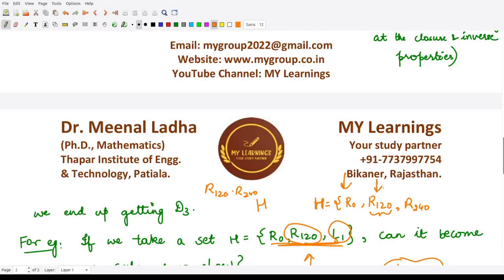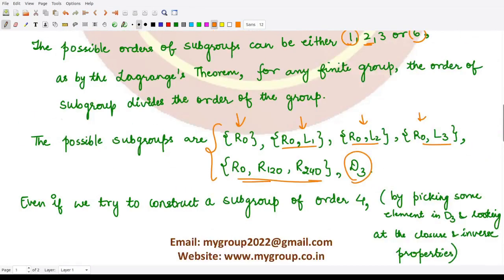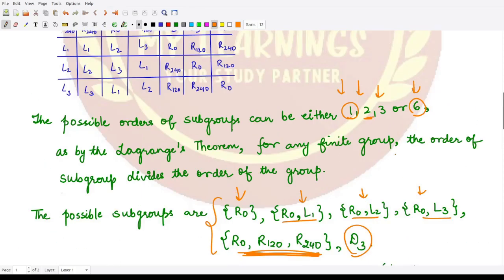The inverse of R120 is R240, and the inverse of R240 is R120. So that means no other element had to be added. Here it just becomes the subgroup of order 3, which I have already listed. Hence you see, if you take any other combination, you will end up in one of these subgroups and would not obtain a subgroup of order 4.